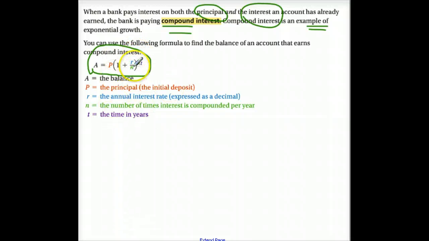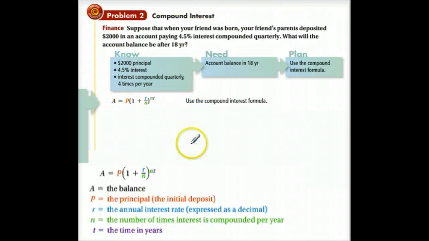N, notice on bottom, and it's in the exponent, is the number of times interest is compounded per year. So some banks will only compound your interest twice a year. Some will do it every month, so 12 times a year. It can change. Whatever that number is, and we'll give it to you in your problem, you put in for N. And then T is the time in years. So let's say it compounded your interest 4 times a year. N would be 4, and T would be how many years we are solving for. Let's do an example. It might be a little easier to see these numbers plugged in.